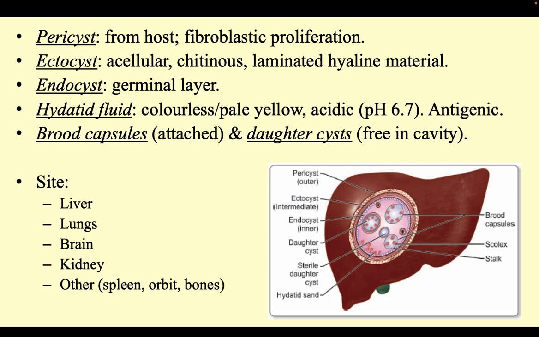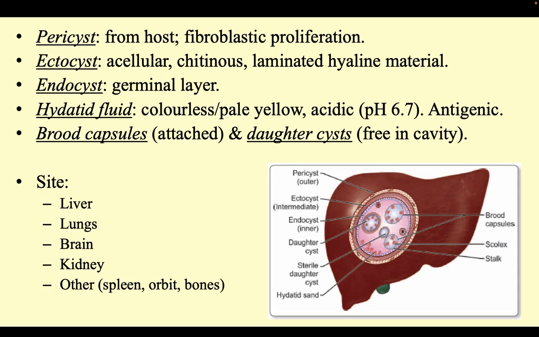Now, Echinococcus causes hydatid cyst in humans. The most common site is the liver, followed by lungs, then kidney, brain, spleen, orbit, and bones could also be infected. A hydatid cyst has 3 main layers: pericyst, ectocyst, and endocyst. Pericyst is the host inflammatory cell reaction, which comprises fibroblastic proliferation. So it is derived from the host. Ectocyst and endocyst are derived from the actual parasite.